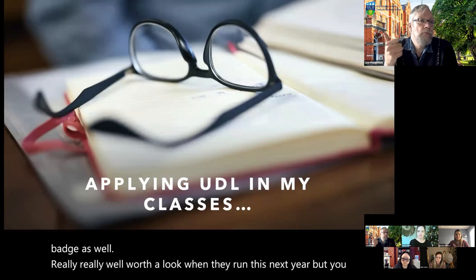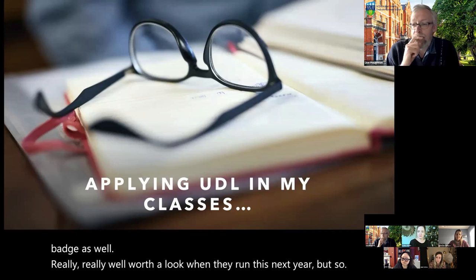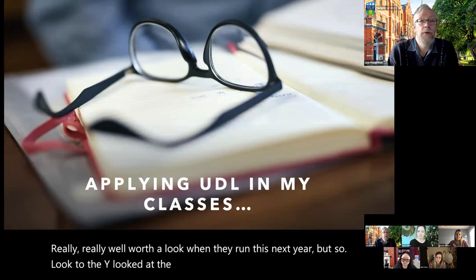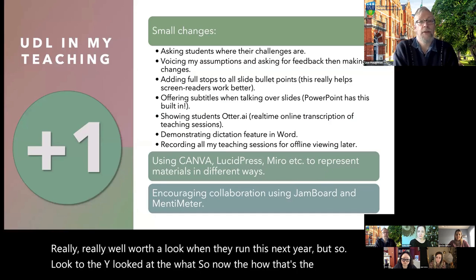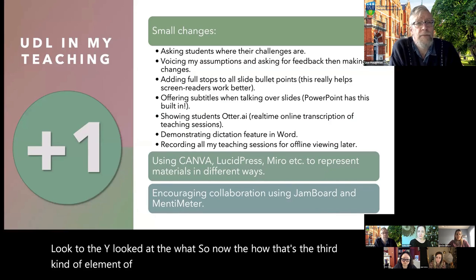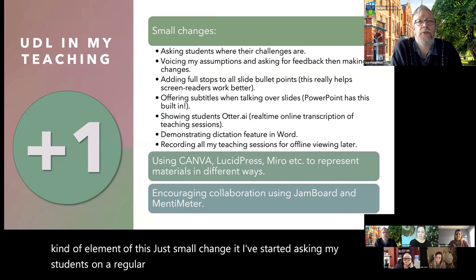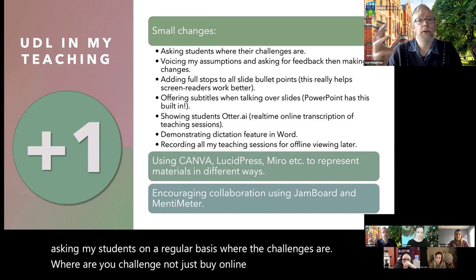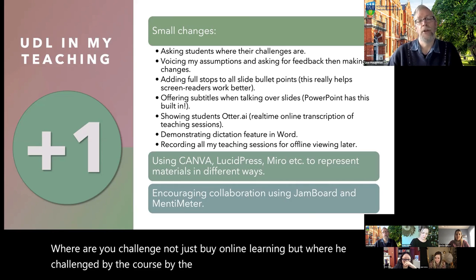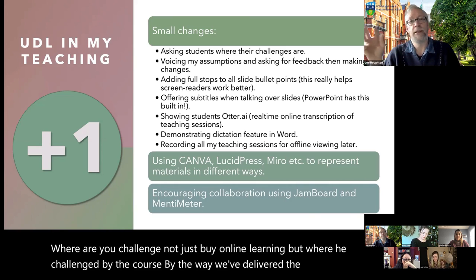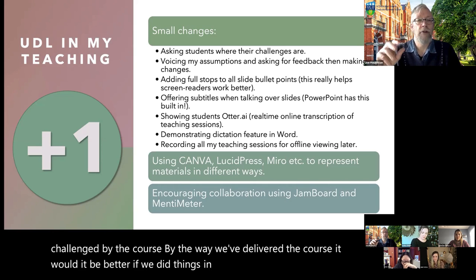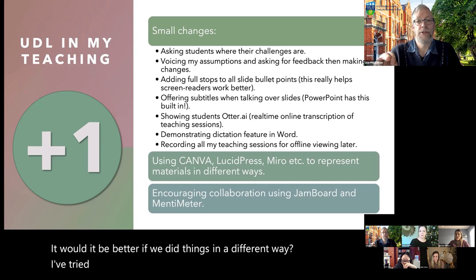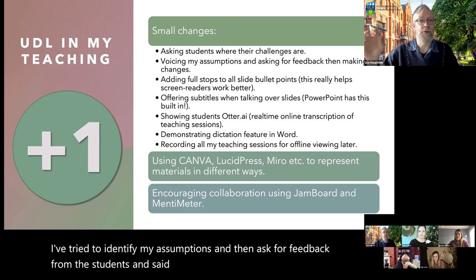So we looked at the why, looked at the what, so now the how. That's the third element of this. It's just small changes. I've started asking my students on a regular basis where the challenges are. Where are you challenged, not just by online learning, but by the course, by the way we've delivered the course? Would it be better if we did things in a different way? I've tried to identify my assumptions and then asked for feedback from the students and said, well, what are my blind spots? What am I not seeing?